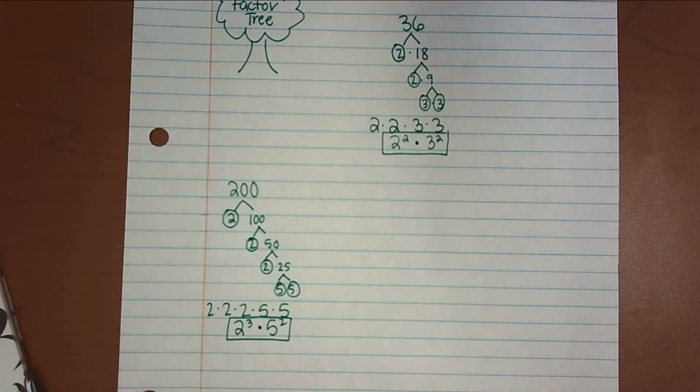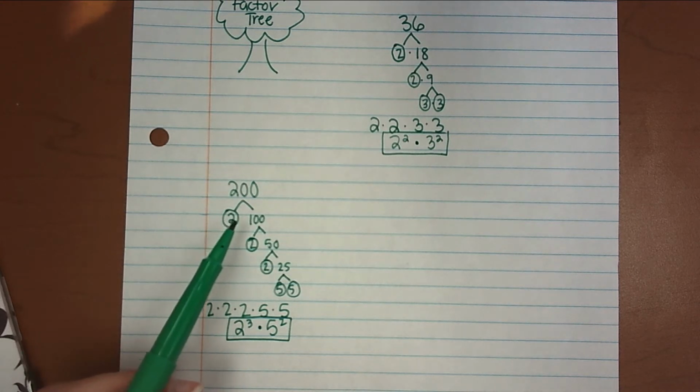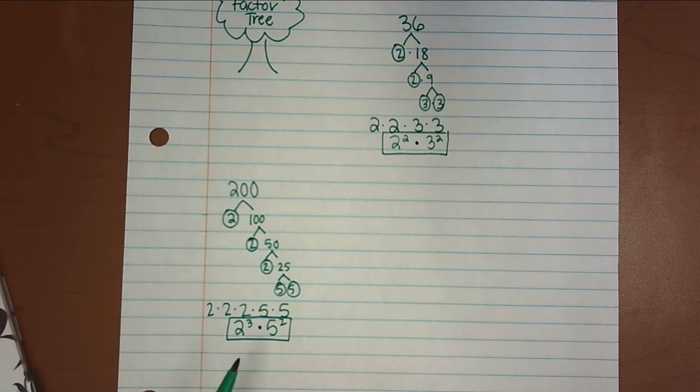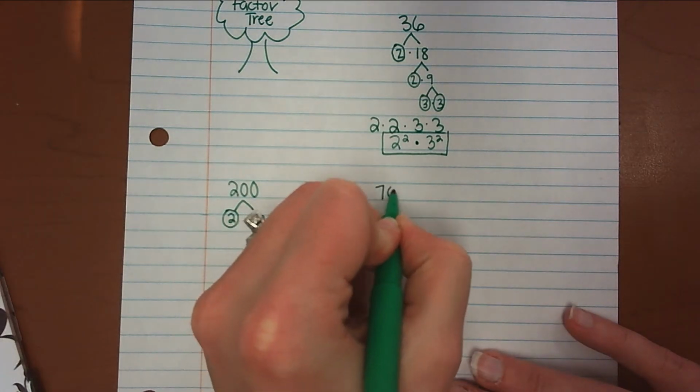And something I really want you to notice is that my bases 2 and 5 are in order from least to greatest. Remember that you could have picked different factors besides 2 and 100 to start with, and you would still get the same answer if you did it correctly. We talked about that on the 36 example up above. Let's do one more together before I challenge you to try one by yourself.